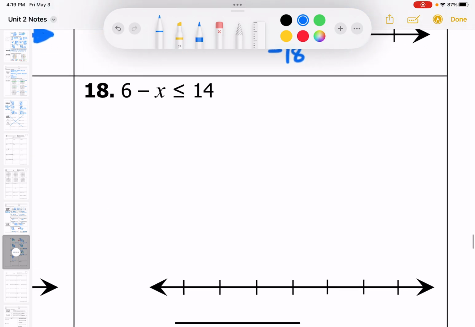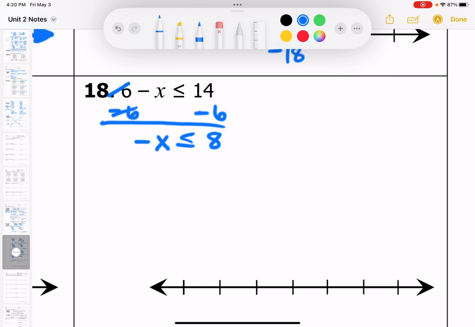Number 18, 6 - x ≤ 14. So the first thing I have to do is get x by itself. So to move this positive 6, I'm going to subtract 6 from both sides. So that leaves me with -x ≤ 8.